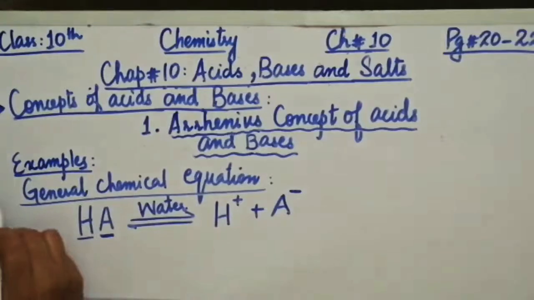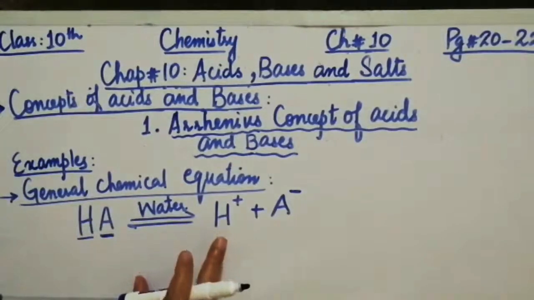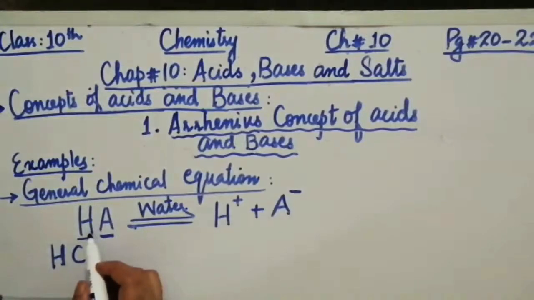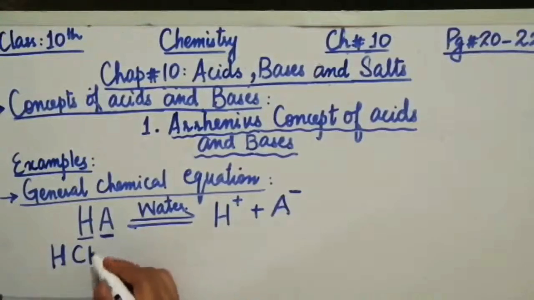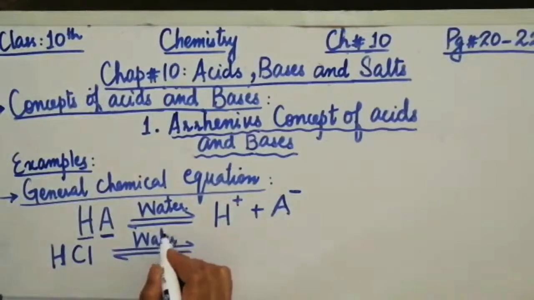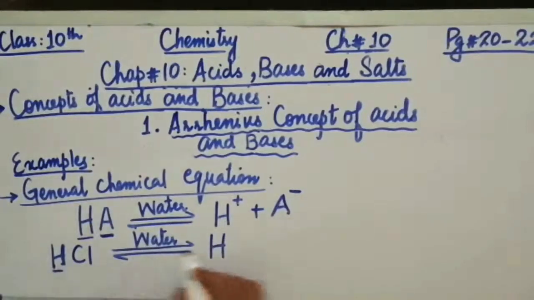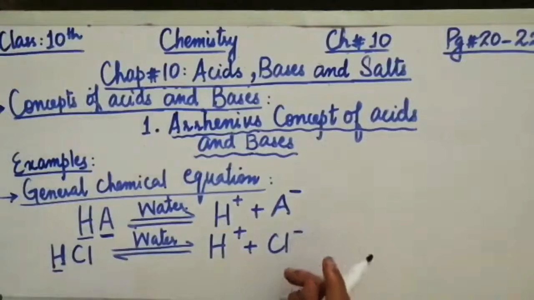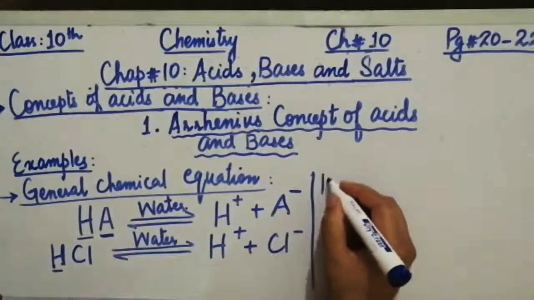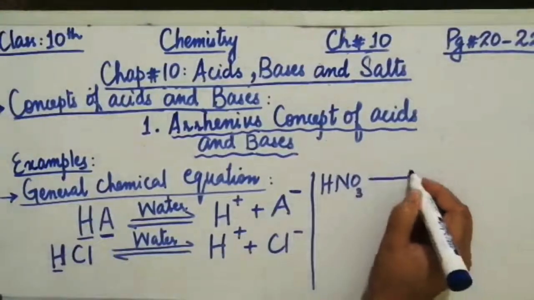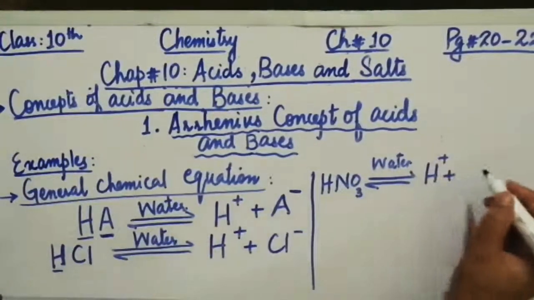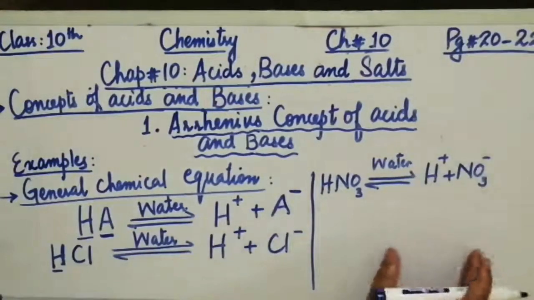Some of the examples which you can follow from this general chemical equation are, for example, hydrochloric acid, in which H represents the hydrogen ion in the general chemical equation, while A represents Cl. Again, you will apply the same reversible process, and after dissolution in water, it produces two types of ions. First is the hydrogen ion and the second one is the chloride ion. Not only this, you can also give examples with other acids as well, like nitric acid. When dissolved in water, it dissociates into its respective ions, for example, hydrogen ion along with nitrate ion.